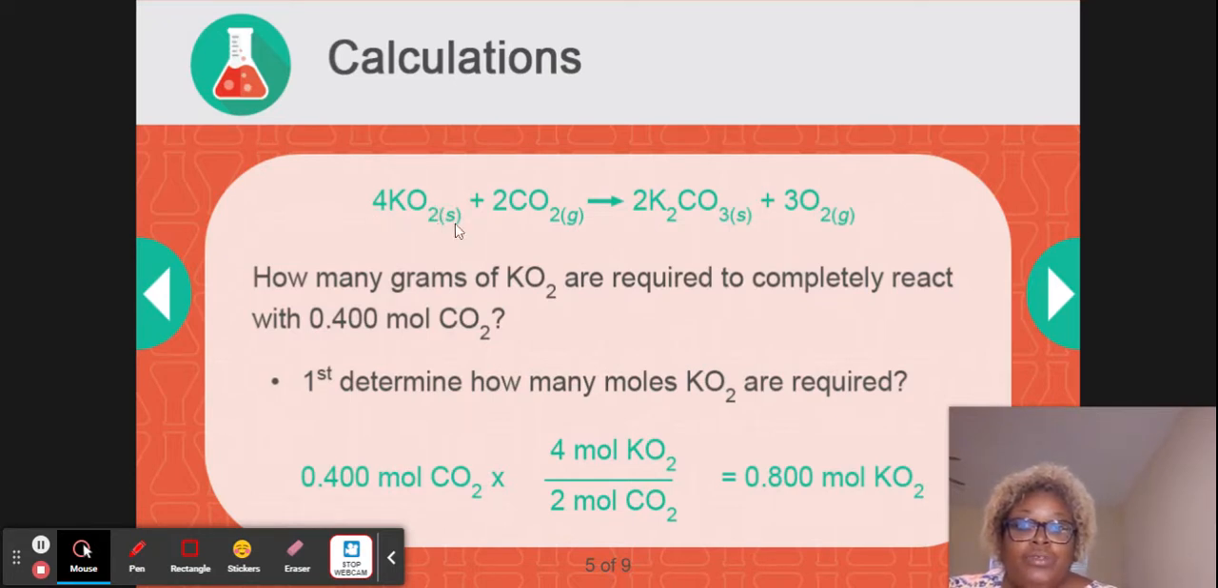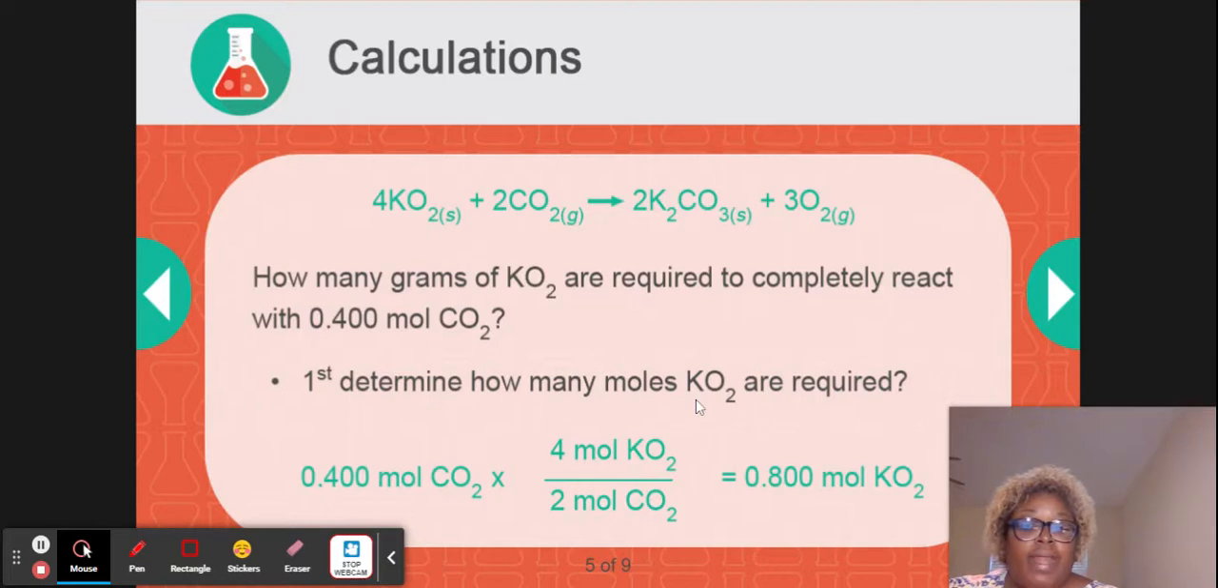But we have 4 KO2 solid plus 2 CO2 gas, and the arrow produces 2 K2CO3 solid plus 3 O2 gas. And it says, how many grams of KO2 are required to completely react with 0.400 moles of CO2? There are 2 steps in order to solve this problem. You can do it in one step, but sometimes it's easier to see the problem broken down into 2. So let's go through that.